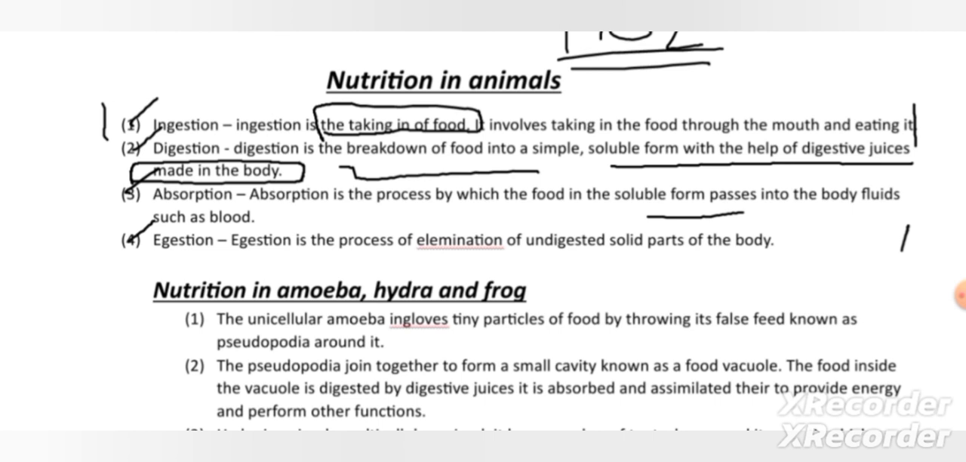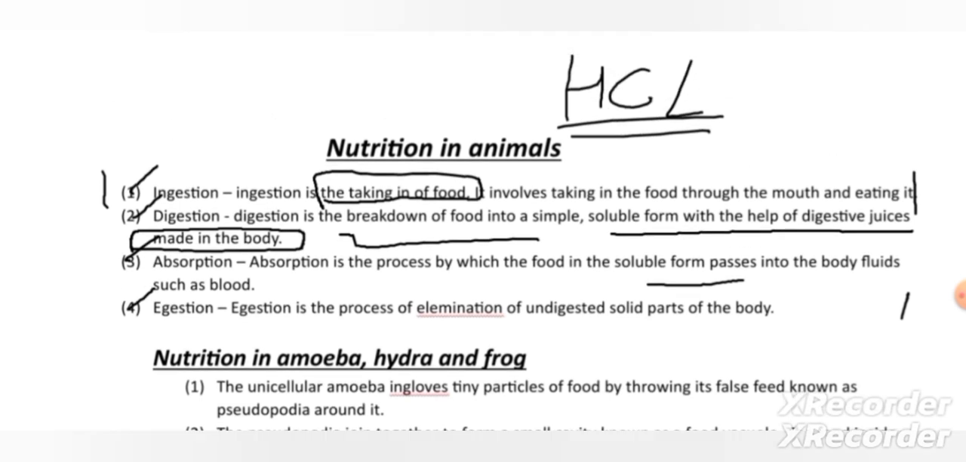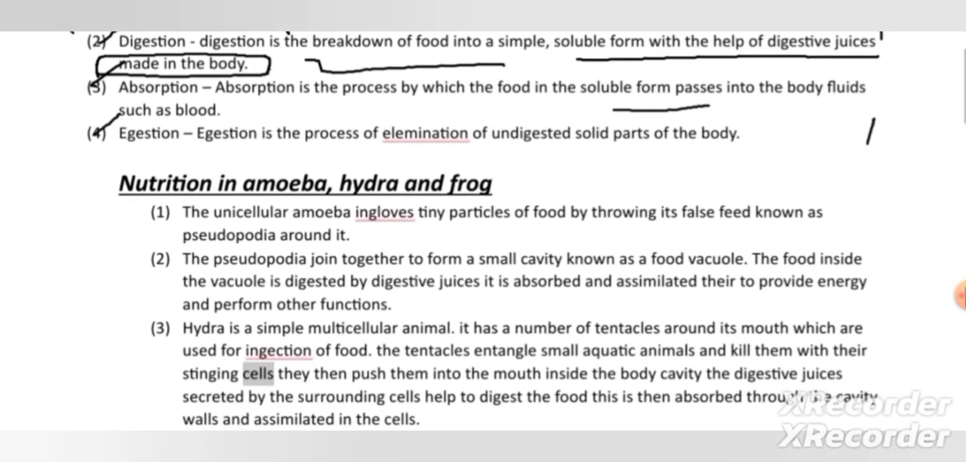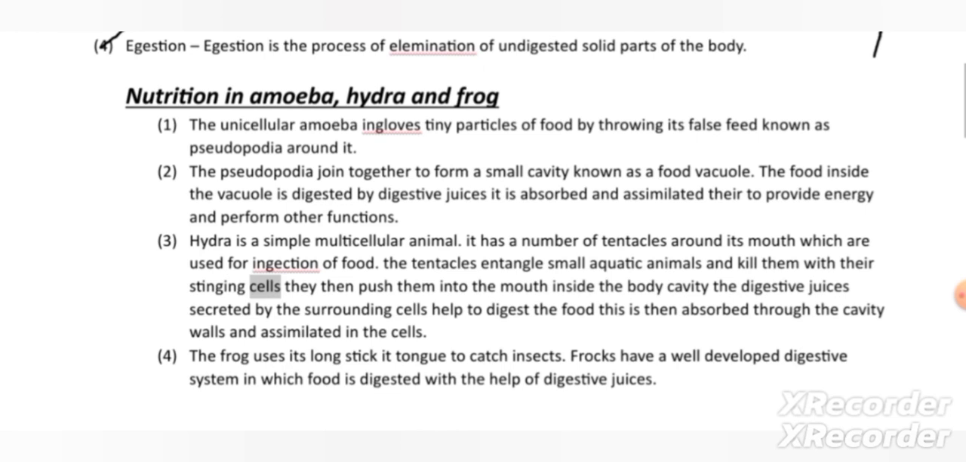This is our fourth definition, the last part of digestion, which is egestion. Egestion is the process of elimination of undigested solid parts of the body. It is a very essential process in the human body. Egestion is done by our anus.